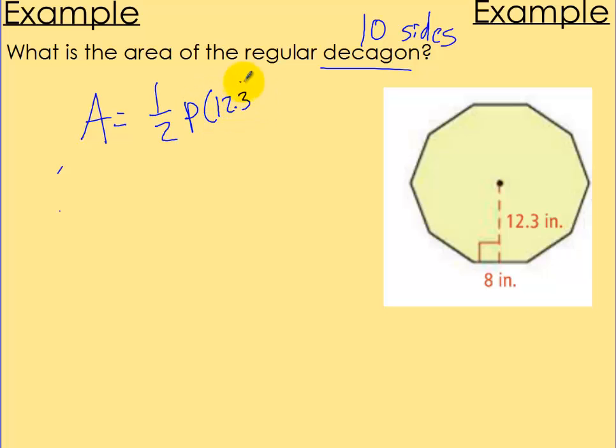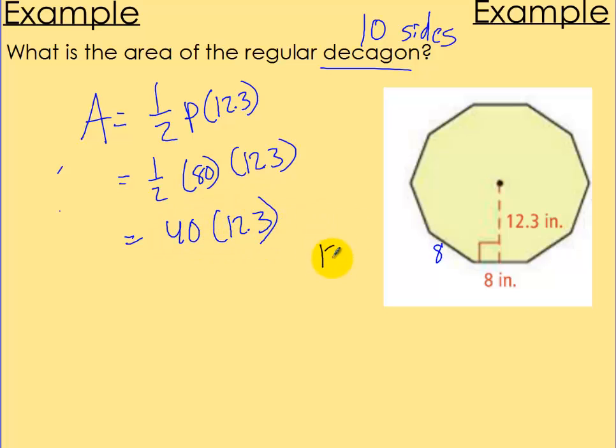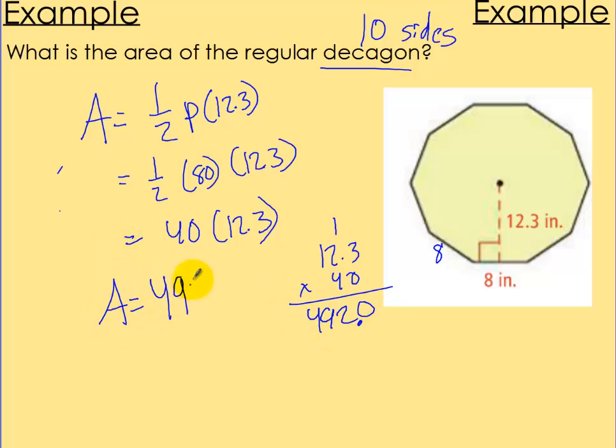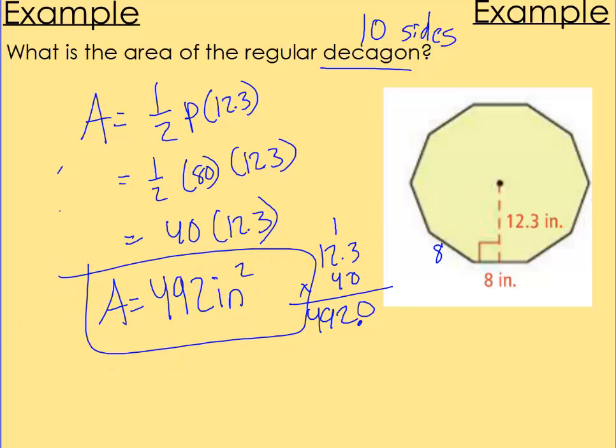The apothem is 12.3. Now what's the perimeter here? All these sides are 8, so it's 8 times 10, which is 80. So 1/2 times 80 times 12.3. Half of 80 is 40. 40 times 12.3, multiplying that out, the area is 492. 492 what? It's going to be inches squared, or square inches. That's it.